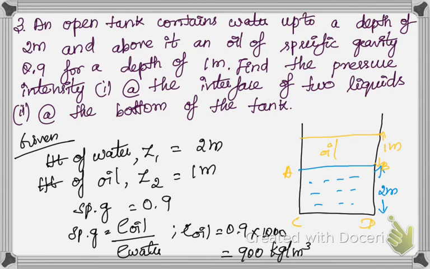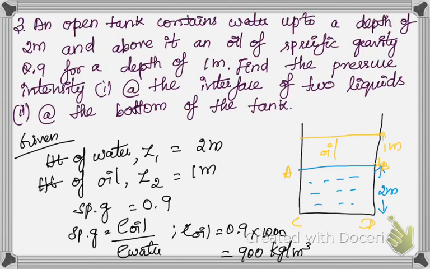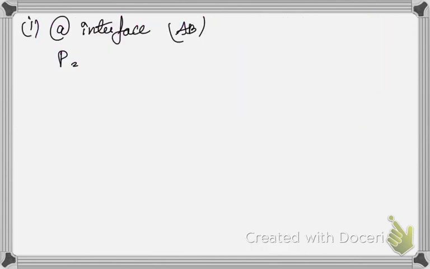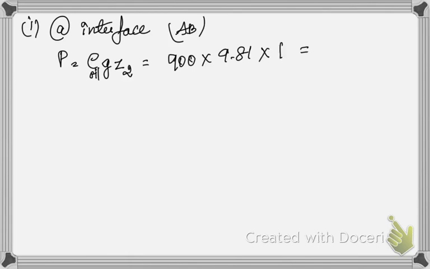Now what is asked in the problem? The first one is at the interface, what will be the pressure intensity, that is at face AB. The pressure acting on the face AB will be only due to the oil. So I will be considering only the pressure due to oil, that is rho g z. So here rho oil into g into z, and this z will be z2. So which is 900 into 9.81 and my z2 will be 1, which is 8829 Newton per meter square.